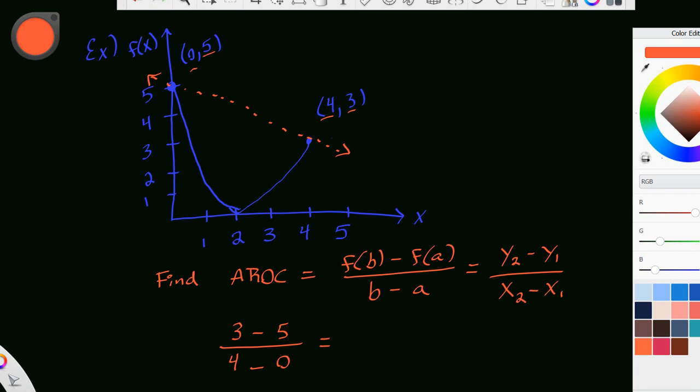Now you want to make sure that the y's and the x's stay in the same order. That means that 3 is going to be above 4 and 5 is going to be above 0. So when we do that, we're going to get negative 2/4, which is going to give us an average rate of change of negative 1/2.